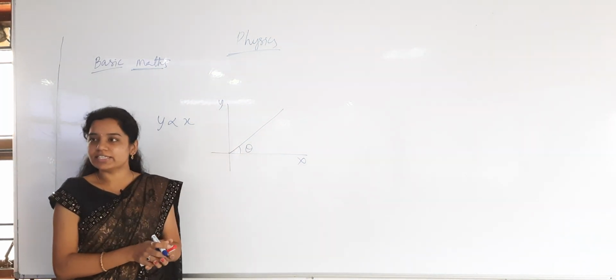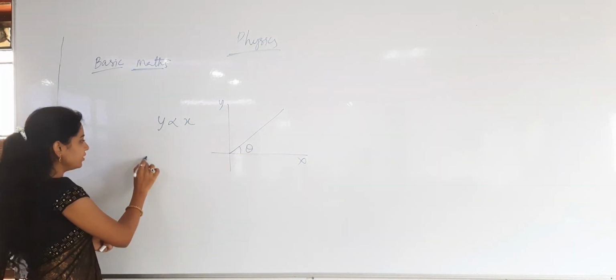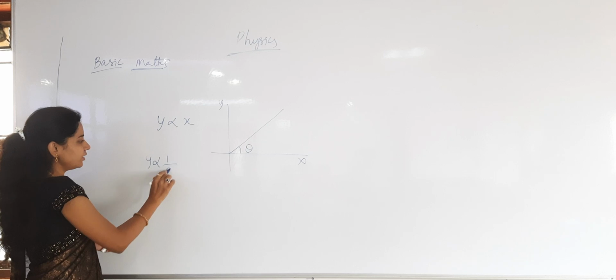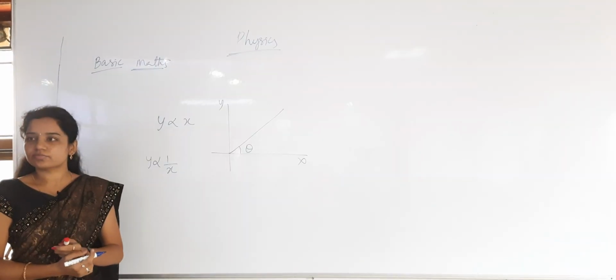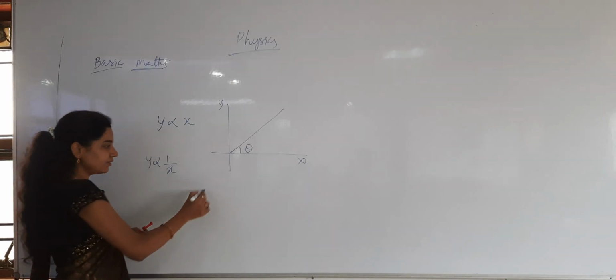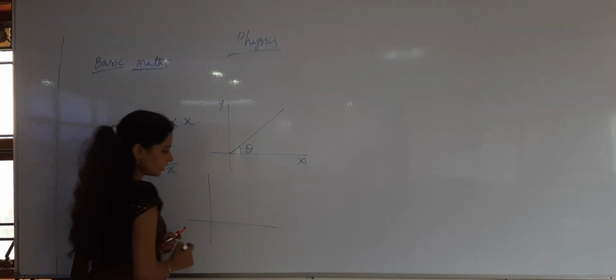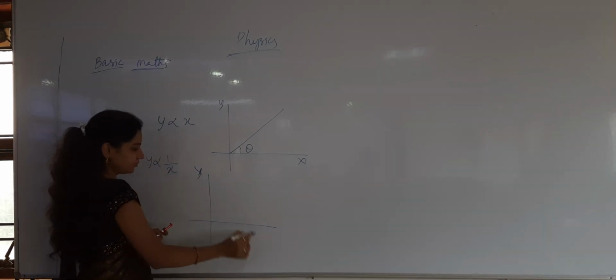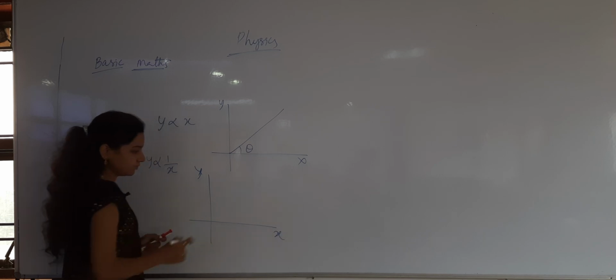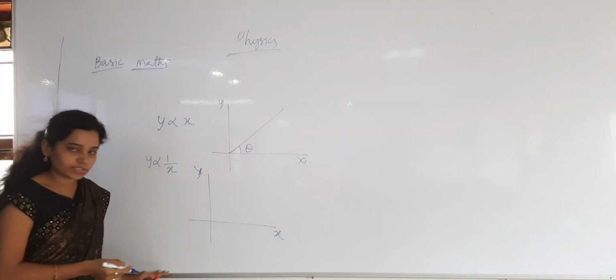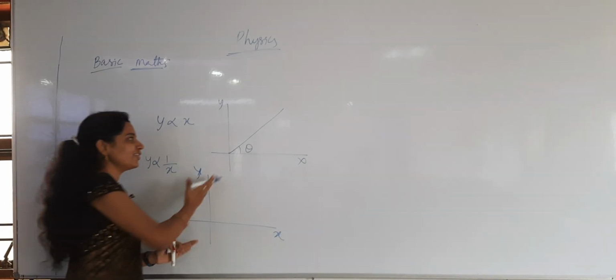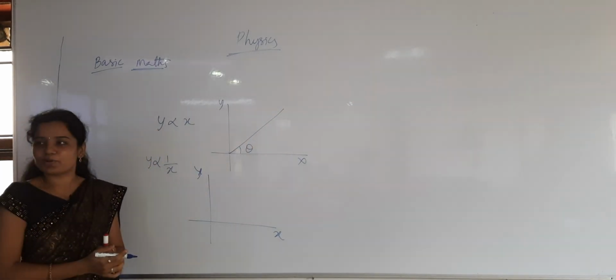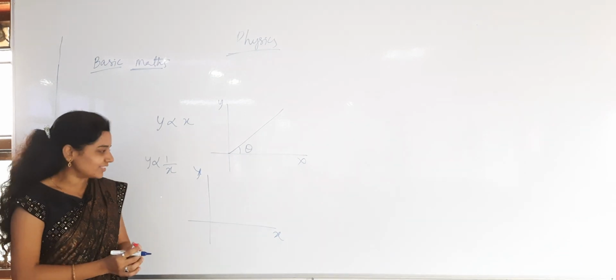For example, if y is inversely proportional to x, which graph will you get? Any idea about that? A negative straight line like this, you are saying? Like this only. Whether I go in this direction or in that direction, there is no difference in that.